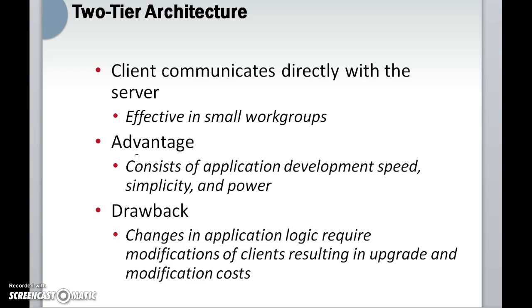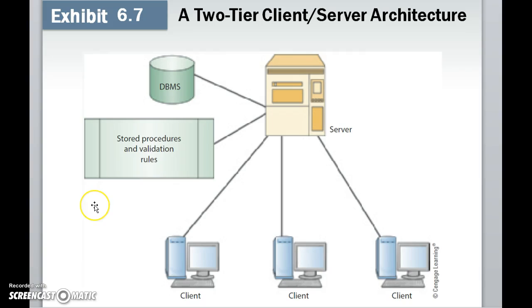It's also cost ineffective because you have to do major modification on clients, which results in upgrade and modification costs that can be a lot of money. So we can say that two-tiered client server is very similar to the client server architecture, and there is no intermediate between the client and the server.